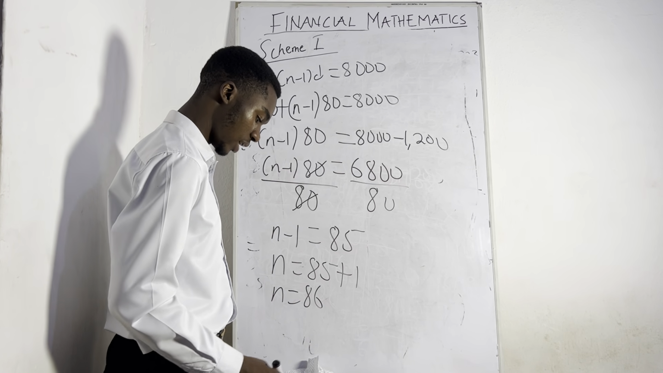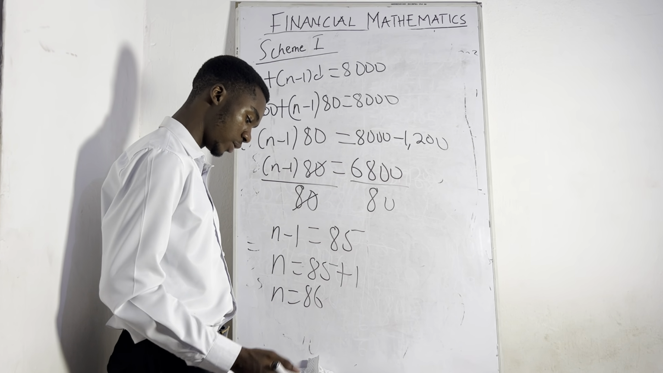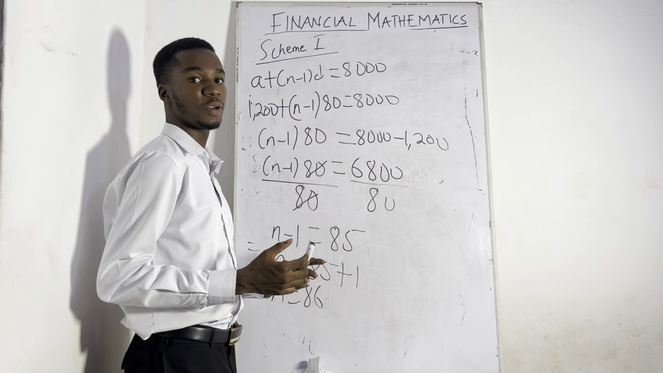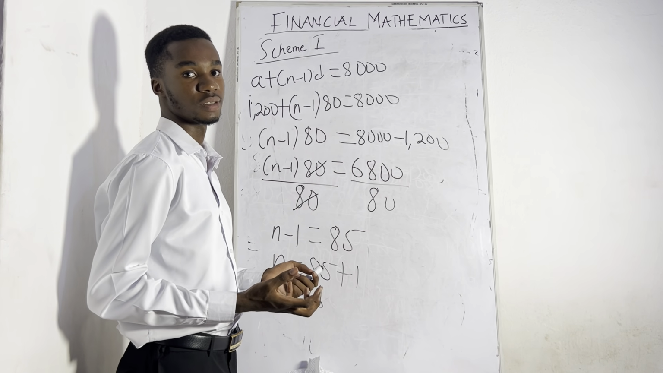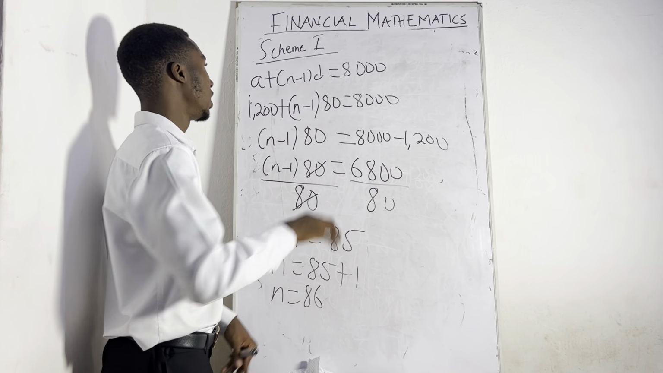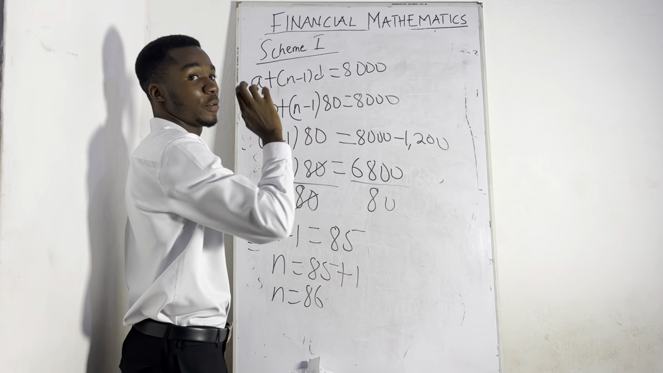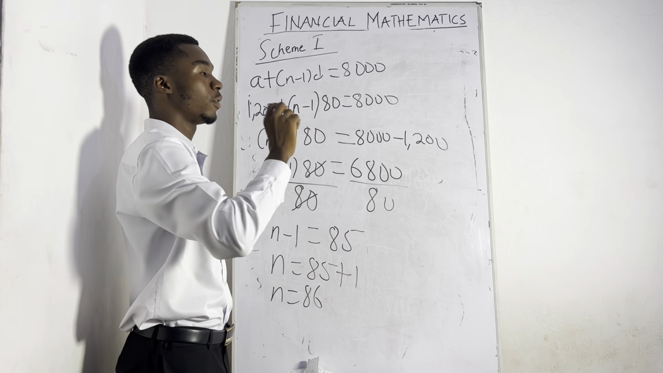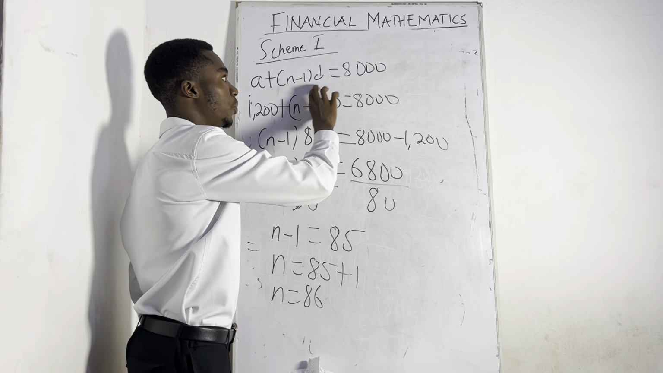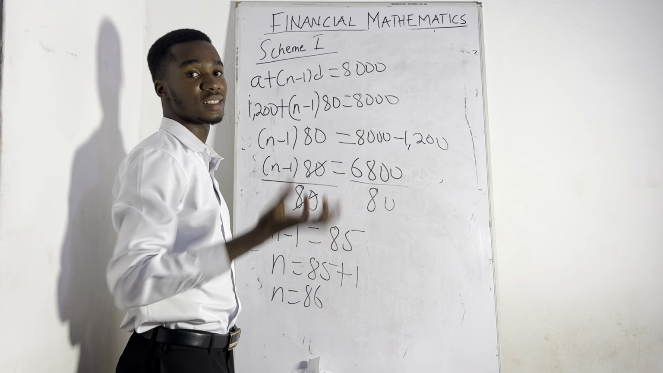So the question says, calculate for scheme I the week in which production first exceeds 8,000. So in week 86, that's when the production first exceeds 8,000. You get it? That's what it means. So anytime you have a question, once again, just equate the formula for the nth term to the output they're giving to you. For this one, they give us 8,000. That's why we equated it to 8,000. Then you just make n the subject.